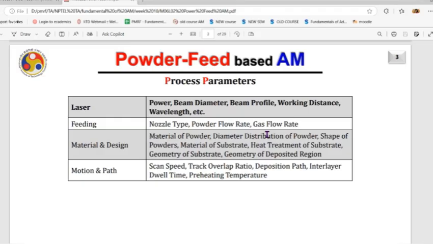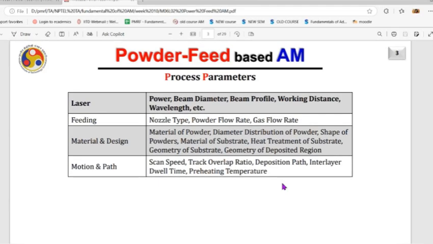Now material design. That means material of the powder, composition of the powder, diameter distribution of the powder, shape of the powder. It has to be spherical, otherwise the compaction will not be good. Then the material of the substrate, heat treatment of the substrate, whether you have done the heat treatment, how conductive the substrate is, the geometry of the substrate, the geometry of the deposition region. So these are the material and design perspective.